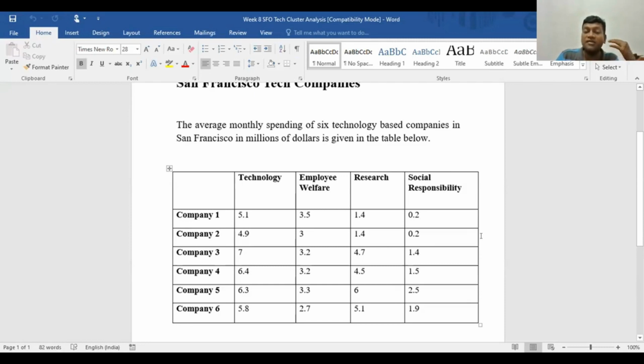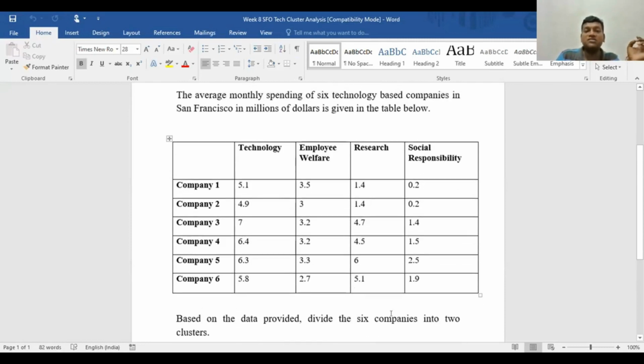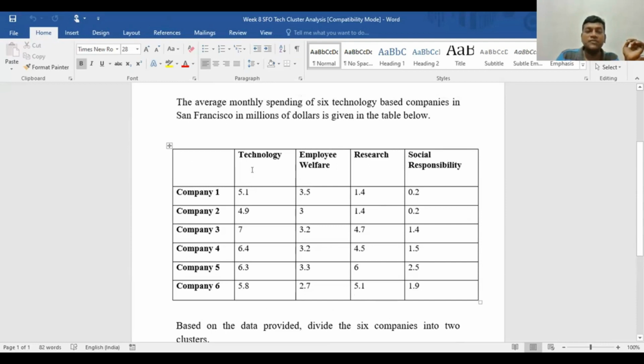And we need to identify, based on the data provided, how to divide the 6 companies into 2 clusters. Okay, so this is what we are required to do. 6 companies, and they spend different amounts monthly on different things. We need to understand how to divide these 6 companies into 2 clusters. We would use the k-means method, and let's try to look at it from first principles. There is also an Excel sheet by this name. Please open that also.